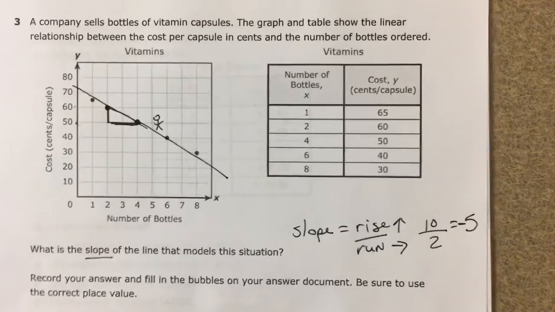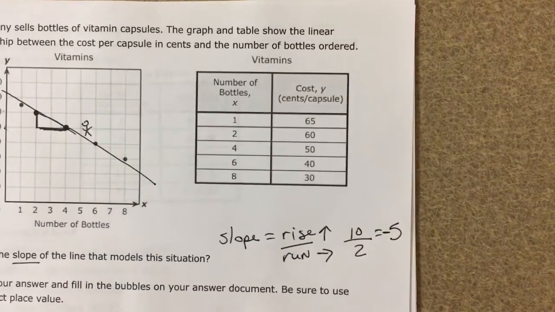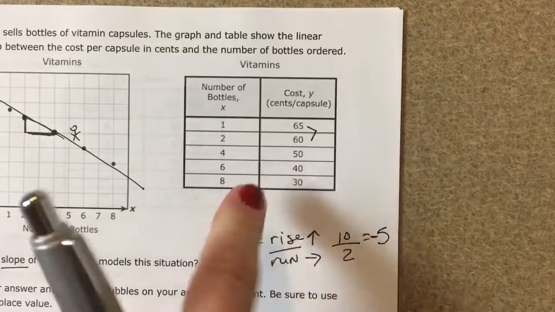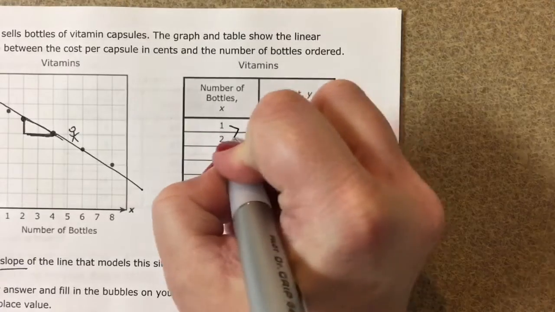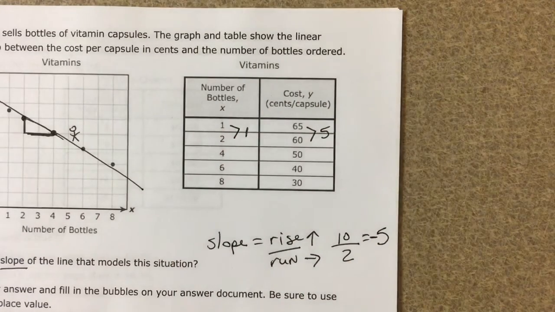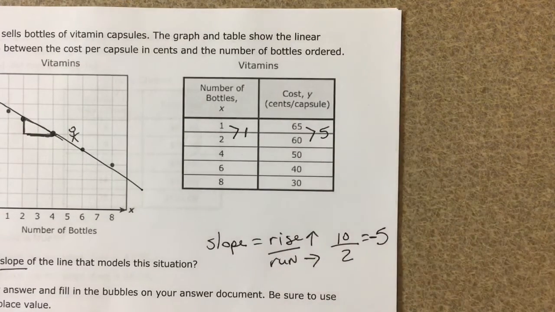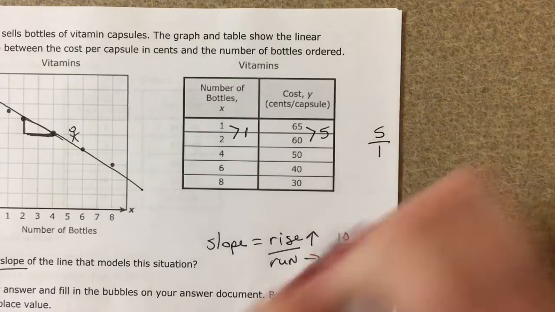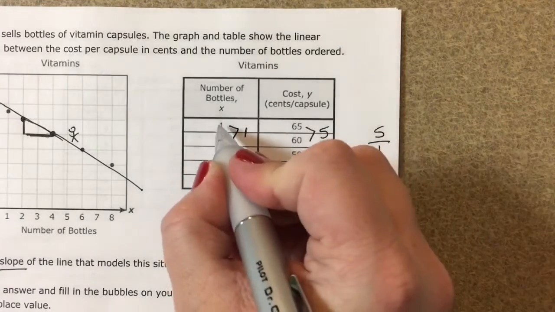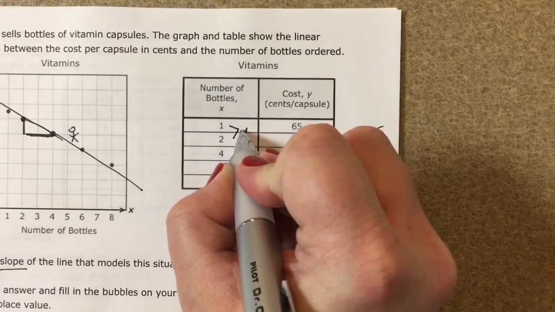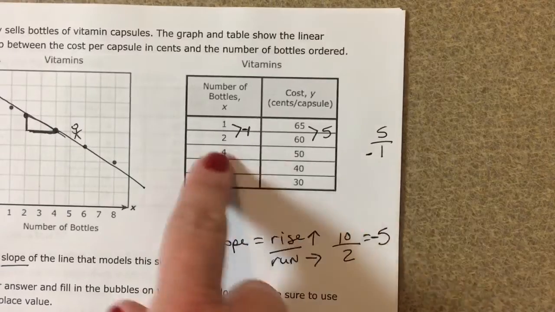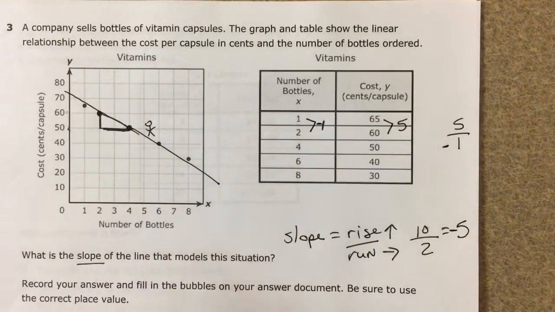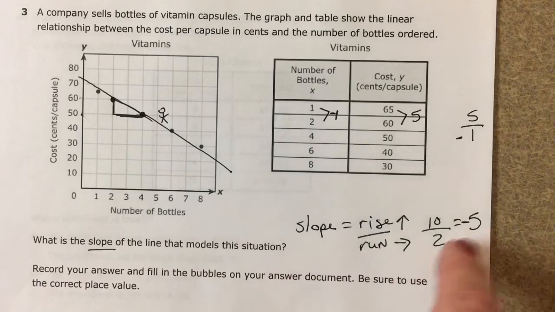If you want to use the table, you can use the table. You're just subtracting, no big deal. 65 minus 60 is 5. And 1 minus 2, or 2 minus 1, is 1. No big deal. Your y's go on top of your x's. So this is 5 over 1. But we are subtracting 1 minus 2, so that is going to be a negative 1, which is how I get my slope of negative 5. So you have your table, you have your graph, you have lots of ways. Don't freak out. All you got to do is find slope, negative 5.